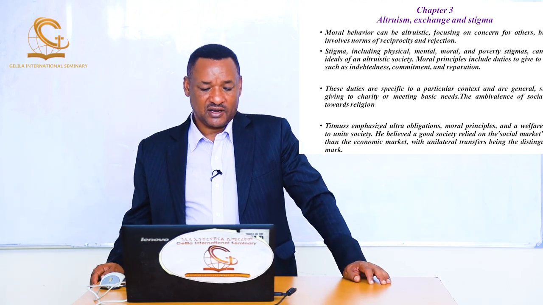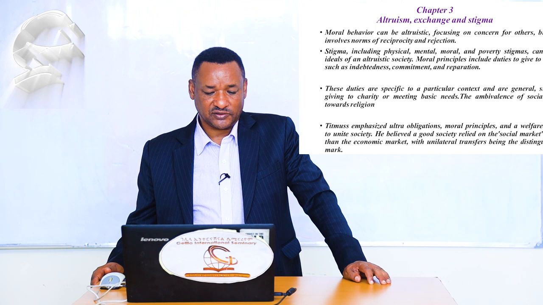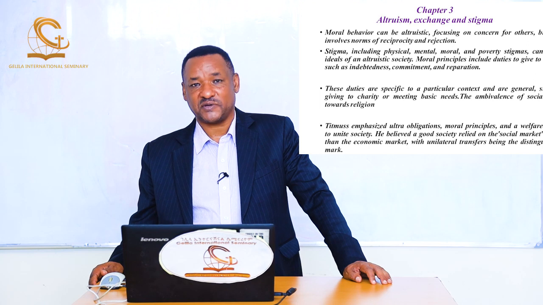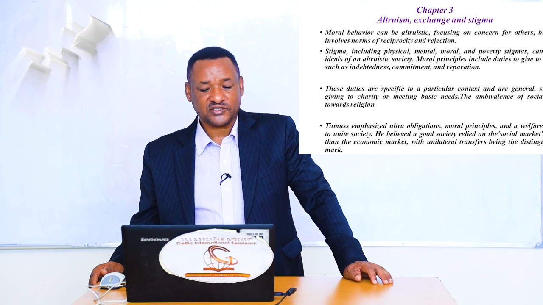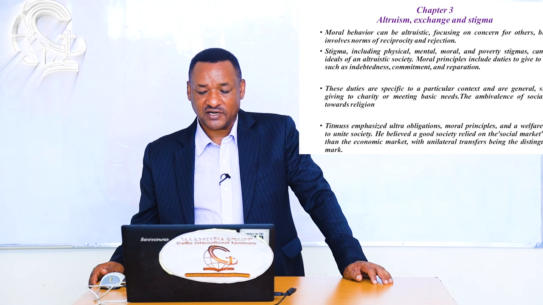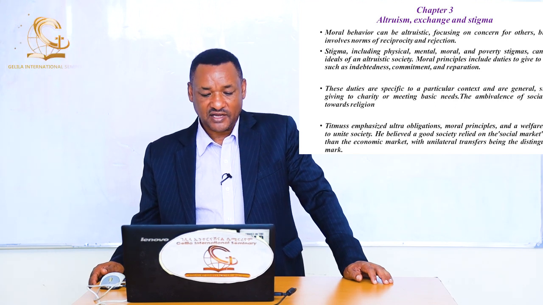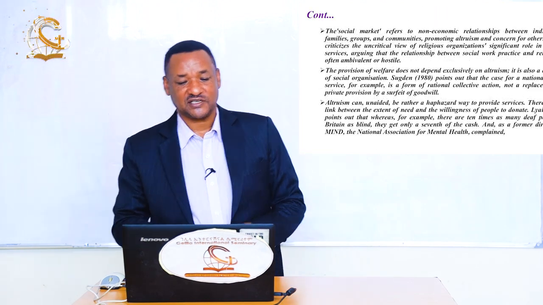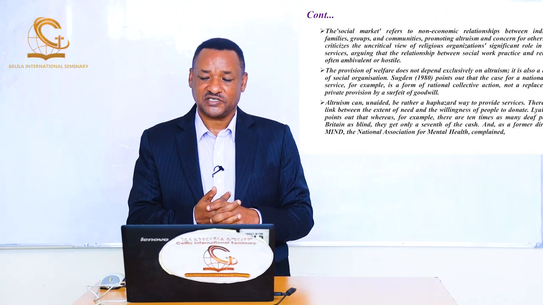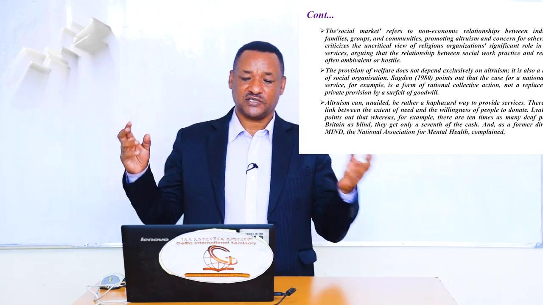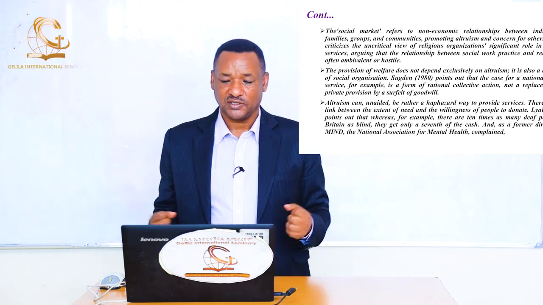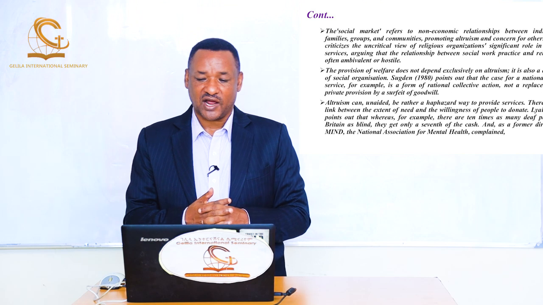Titmuss, at the time of social welfare studies, emphasized altruistic obligations, moral principles, and a welfare model of a united society. He believed a good society relied on the social market rather than the economic market, with unilateral transfers being distinguishing marks. The social market refers to non-economic relationships between individuals. As I said, the social market is related to individuals, families, groups, and communities, promoting altruism and concern for others.